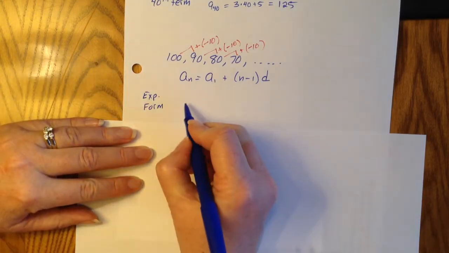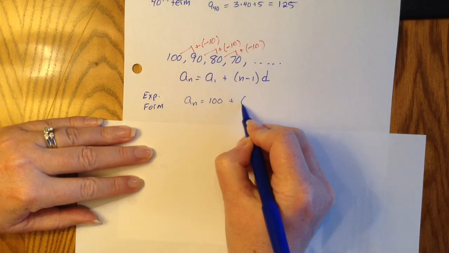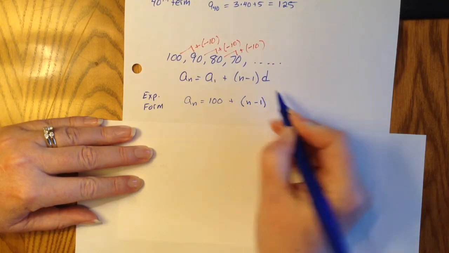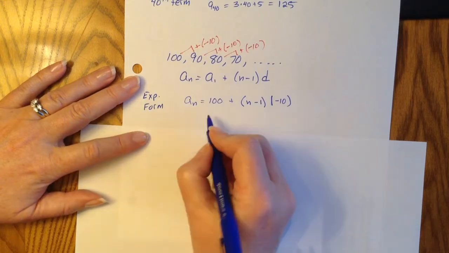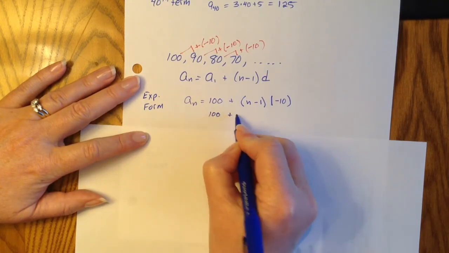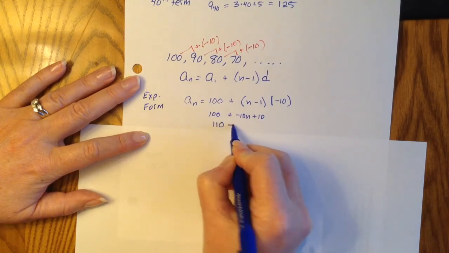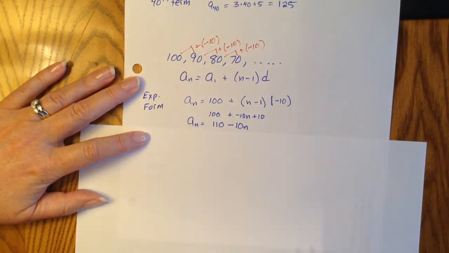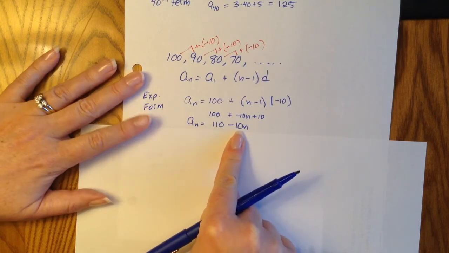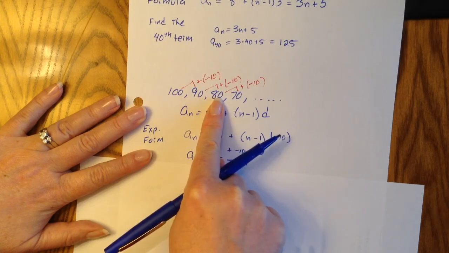So the formula in general, a sub n would be 100, n is the variable, it's a formula, and D is negative 10. And of course, you can distribute the negative 10, and combine, and we get 110 minus 10n. If you want to check it, fill in a number. If you fill 3 into this, you better get 80, because that's the first, second, third number in the sequence.